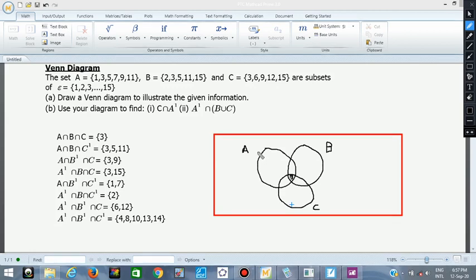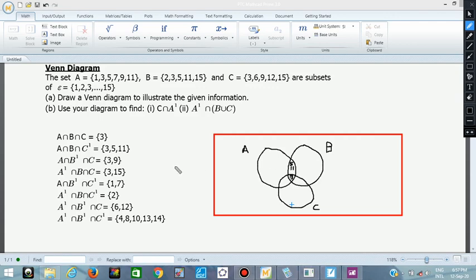Then now let's look at A and B. So this is A and B. The elements present in A and B, which is this, you can see them. That is 3, 5, and 11. So 3 is already here, which is A and B. You can see 3 is also in A and in B. So we are left with 5 and 11. So you just put your 5 and 11 there. See 5 and 11, they are here.